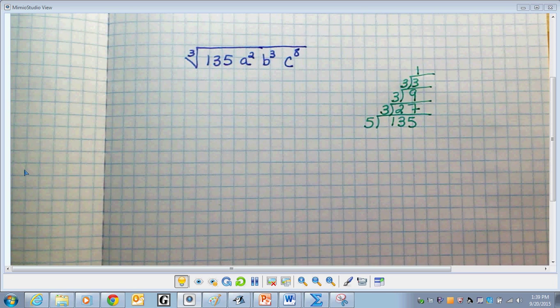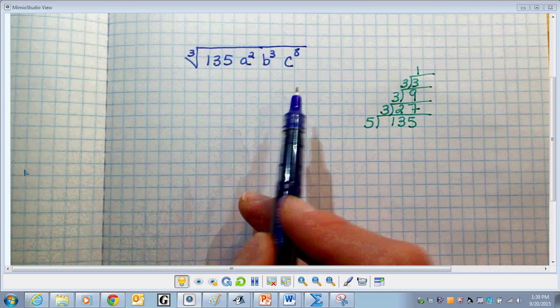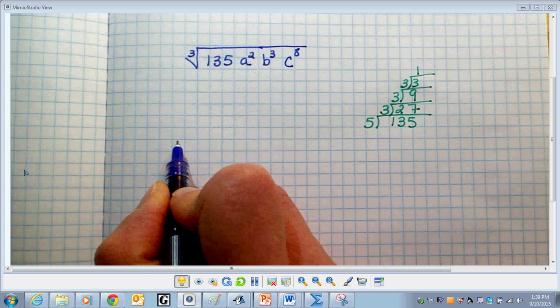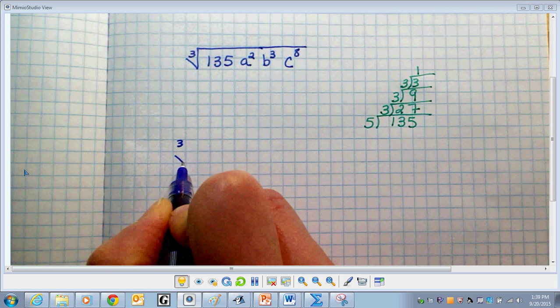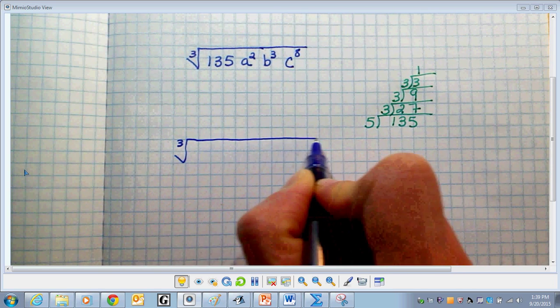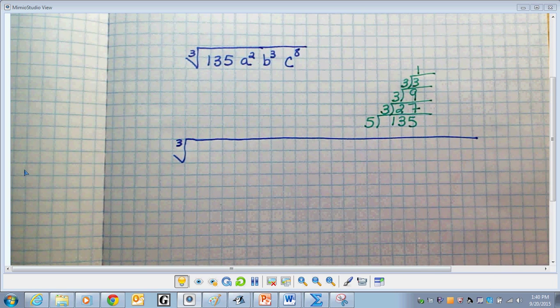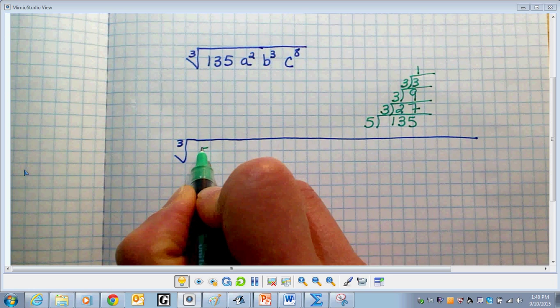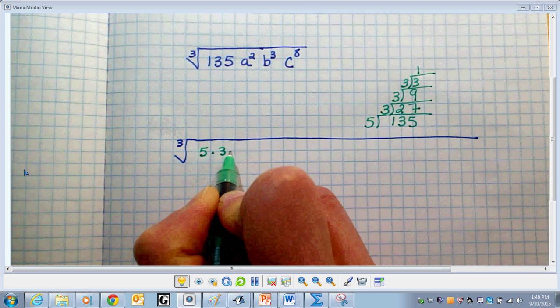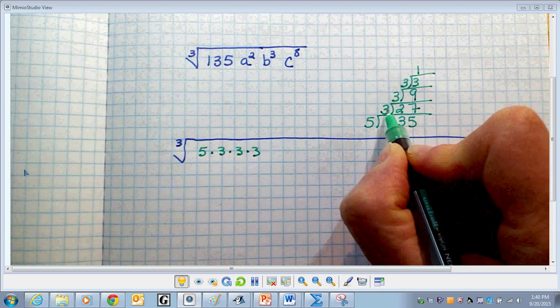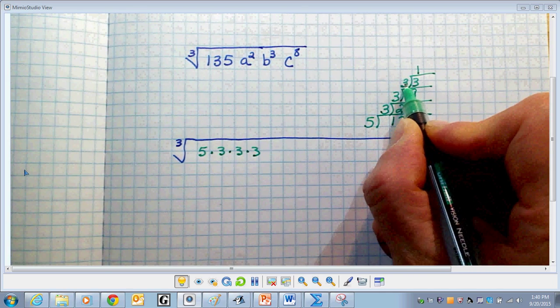So I'm going to rewrite this. I'm going to write it down here because it's going to be long, because I have that c to the 8th. So I'm going to write the cube root of, let's write all of our prime factors for 135. It's going to be 5 times 3 times 3 times 3.